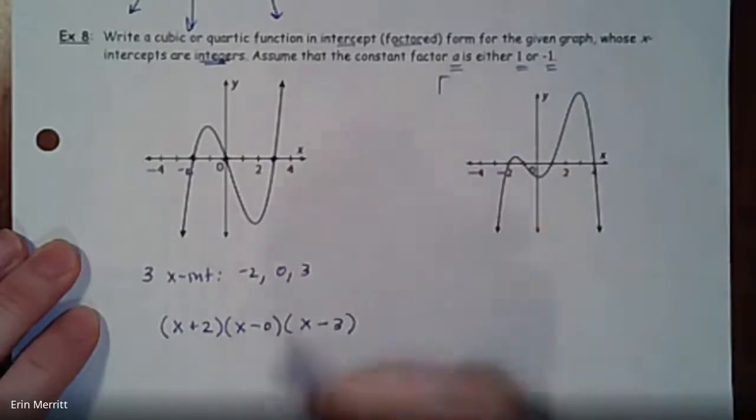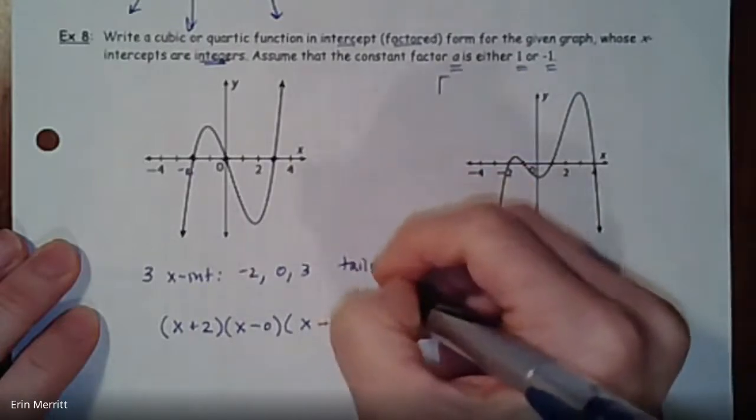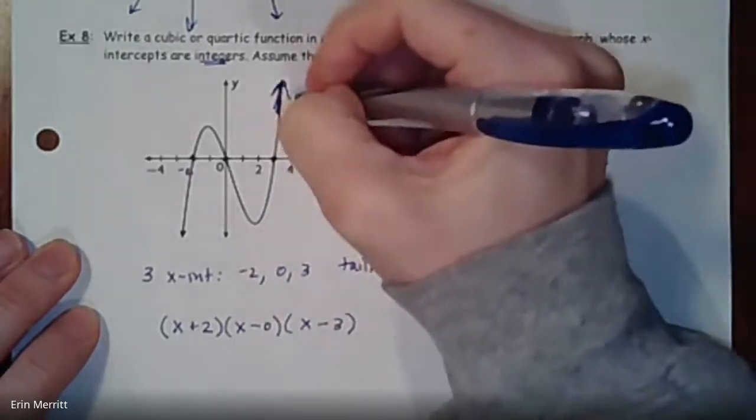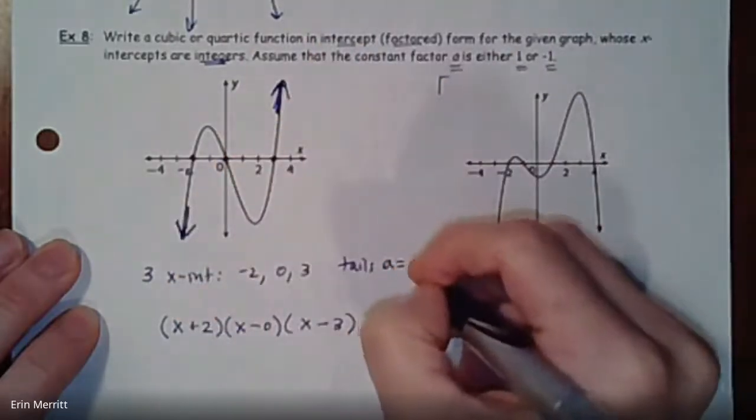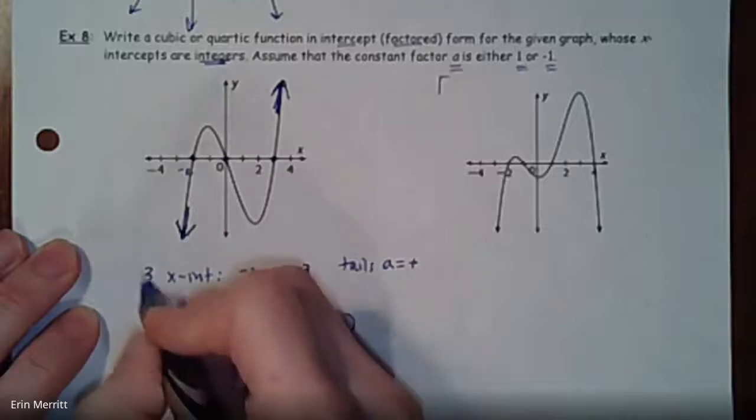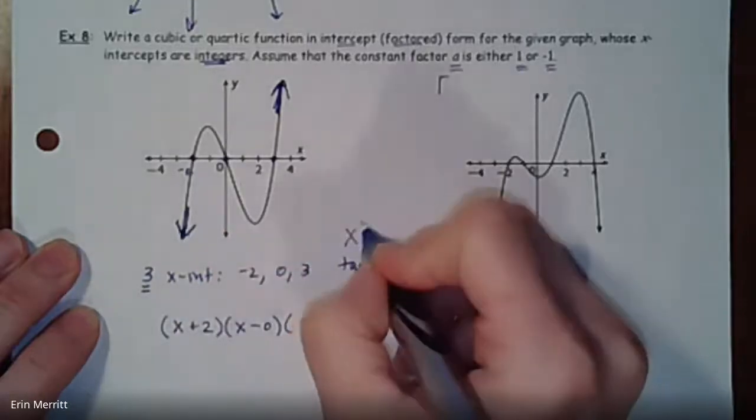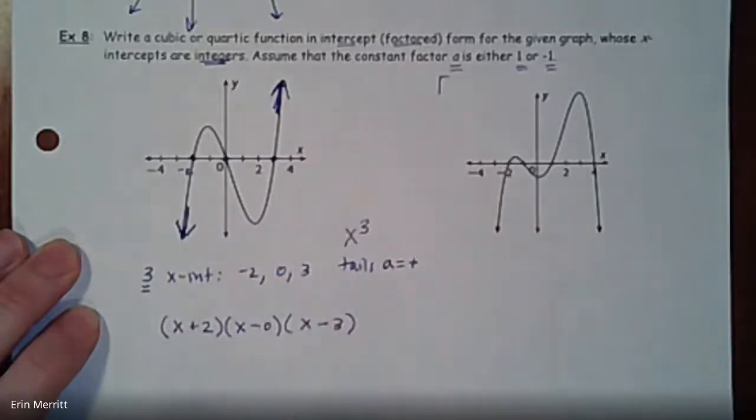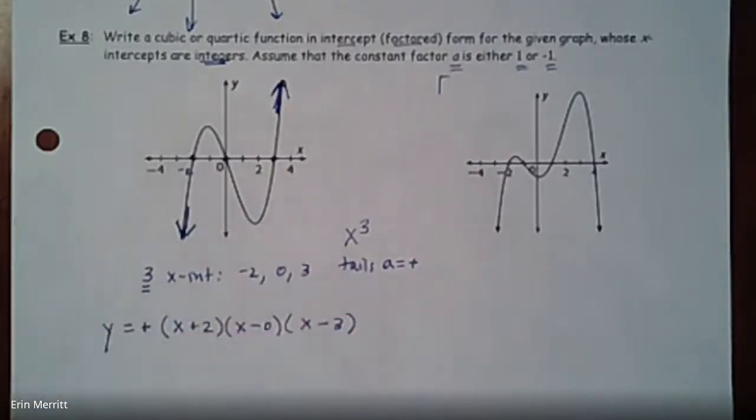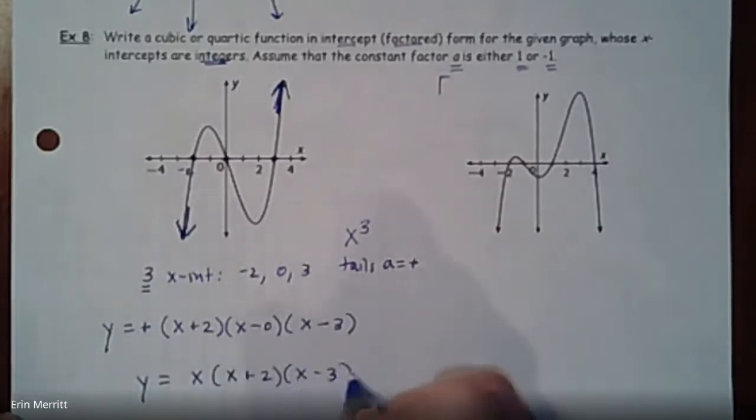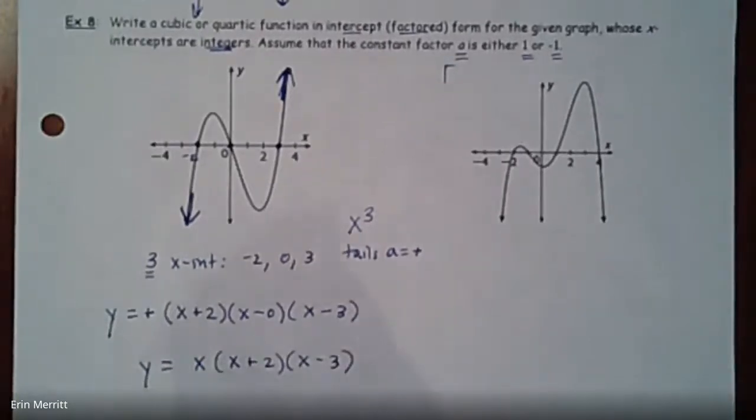And then look at the tails. For the tails, it's going up to the right, down to the left. That means my a value has to be positive. And as when I said there's 3 x-intercepts, that means this guy's an x cubed. So it makes sense that the tails are going opposite. So it would be positive in front. Could you clean this up a little? Sure. We could make it just x and then x plus 2 and x minus 3. And that would be perfectly fine as well.